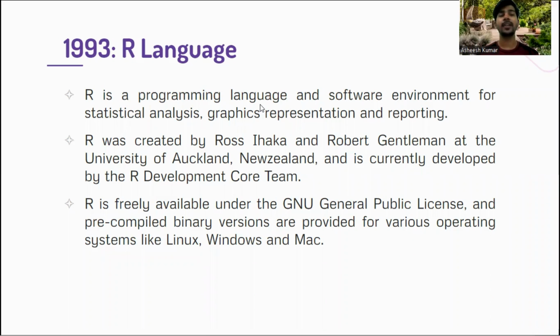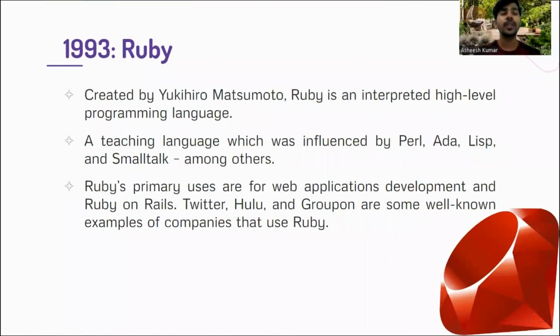After R, the next language is Ruby, introduced in 1993, created by Yukihiro Matsumoto. Ruby is an interpreted high-level programming language, influenced by Perl, Ada, LISP, and Smalltalk, among others. Ruby is primarily used for application development, and Ruby on Rails, Twitter, Hulu, and others are well-known examples of companies that use Ruby.